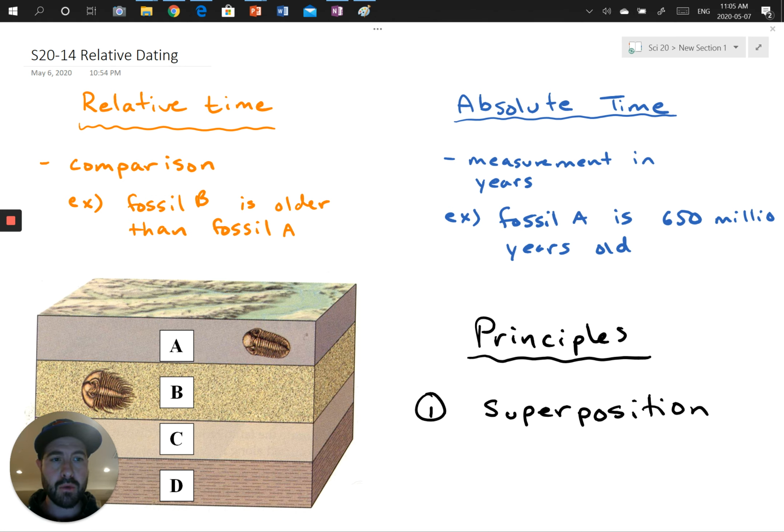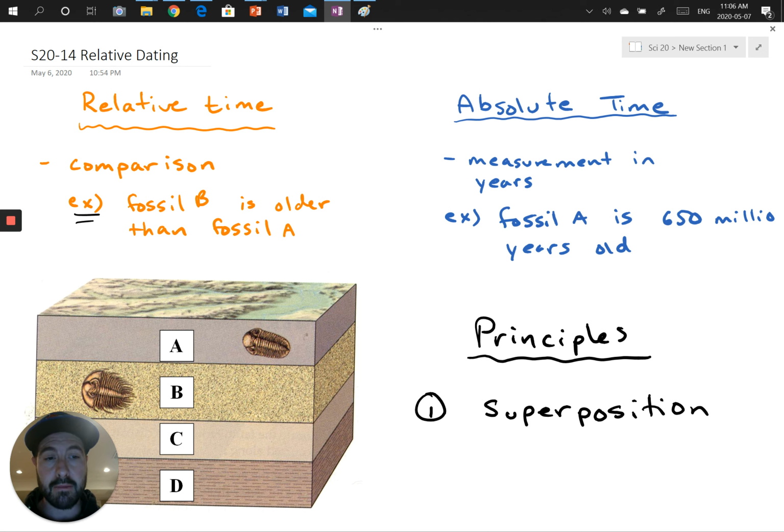When I say relative, I'm saying that something is older relative to something else. It's a comparison. For example, saying fossil B is older than fossil A. So that would be relative time. That's one piece of the puzzle. But if I don't know how old fossil B is, then it only gives me one piece of information. The second part of this is measuring absolute time.